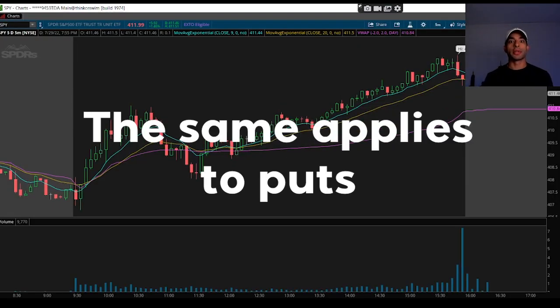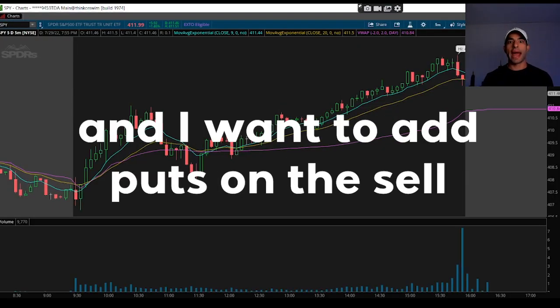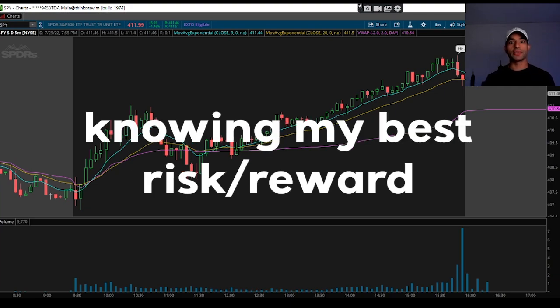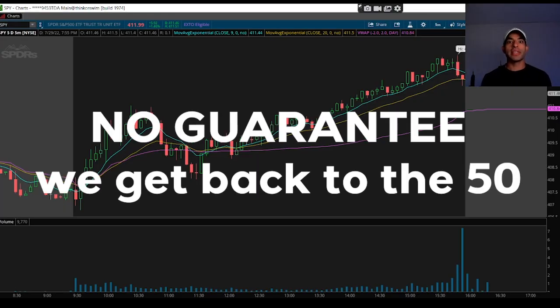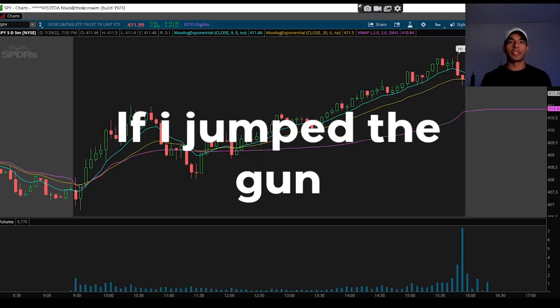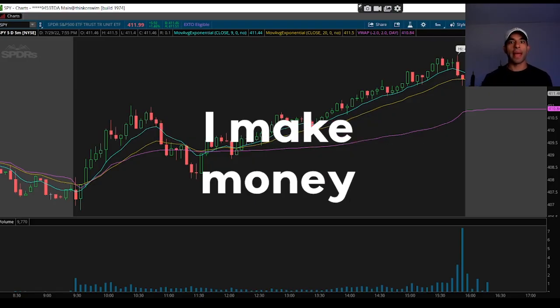So the same concept goes for playing puts, right? So let's say I get that sell signal and I want to add puts right on the sell signal, knowing that realistically my best risk versus reward is the 50 SMA. Now, there's no guarantee that we trade back up to the 50 SMA, so if I jump the gun, I want to make sure that I'm taking only half-size positions. So again, if we trade lower right away, I make money.